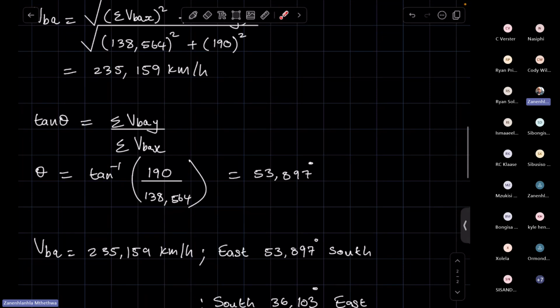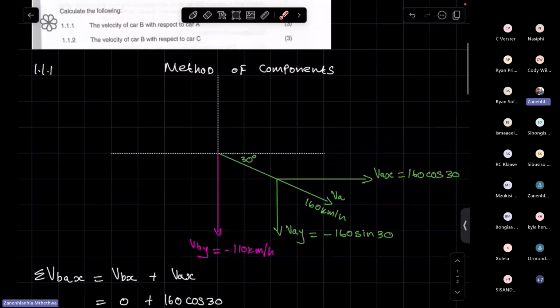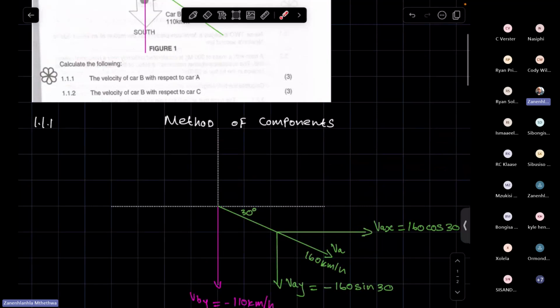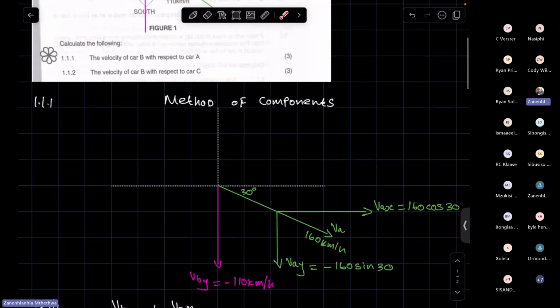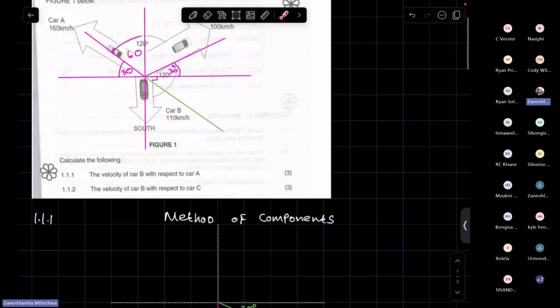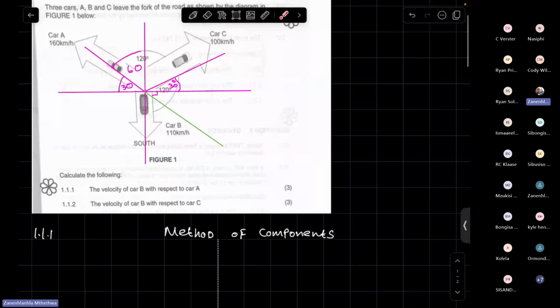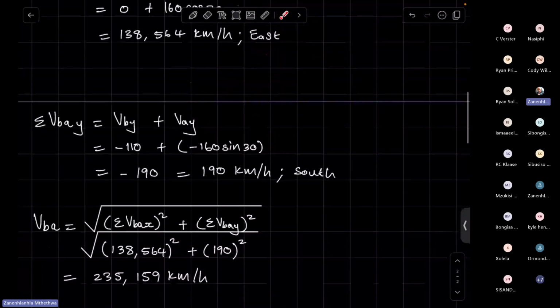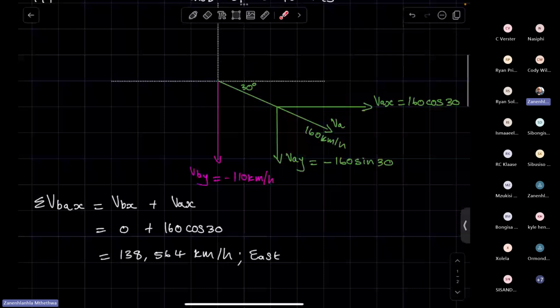Right. So this is exactly how you would apply the method of components. Now let us do the very same problem, but now using the parallelogram method.